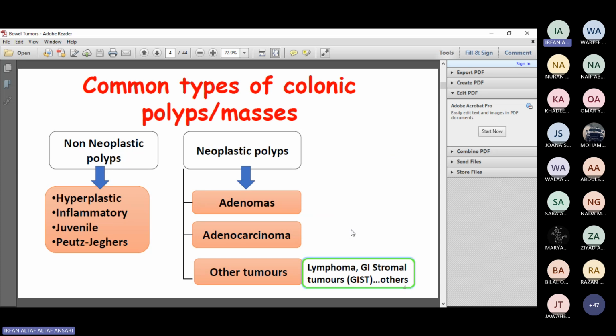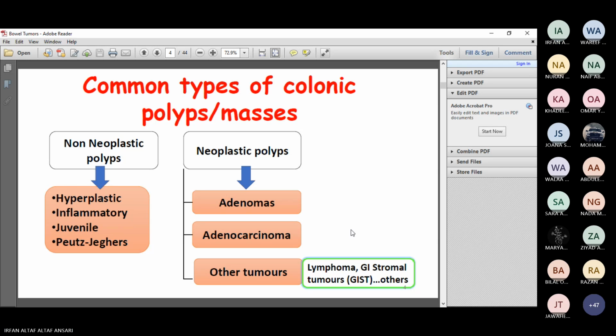Okay. So what are the different types of colonic polyps? We have non-neoplastic polyps. What do you mean by non-neoplastic? These polyps don't have a tendency for malignant transformation of the same polyp into carcinoma. What are these non-neoplastic polyps? They are the hyperplastic, inflammatory, juvenile, and Peutz-Jeghers syndrome polyps.